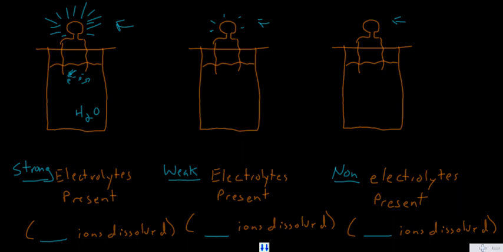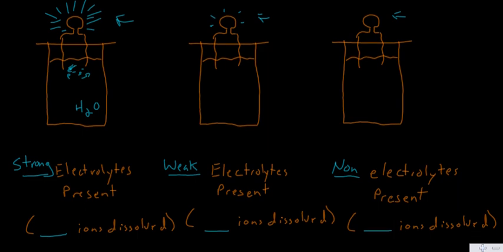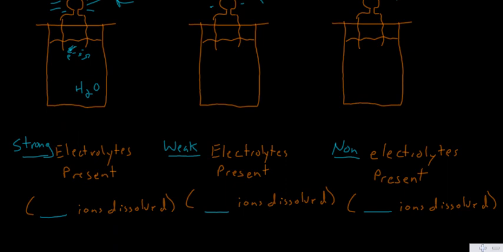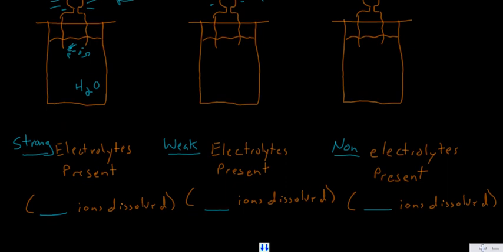Now, what is it that allows a solution to conduct electricity? These electrolytes. And electrolytes behave in this way really only because they have ions dissolved. In order to transmit electricity in a solution, charge needs to be able to move, i.e., ions need to be dissolved. And so strong electrolytes have many ions dissolved. Weak electrolytes have a few ions dissolved, and non-electrolytes have no ions dissolved.